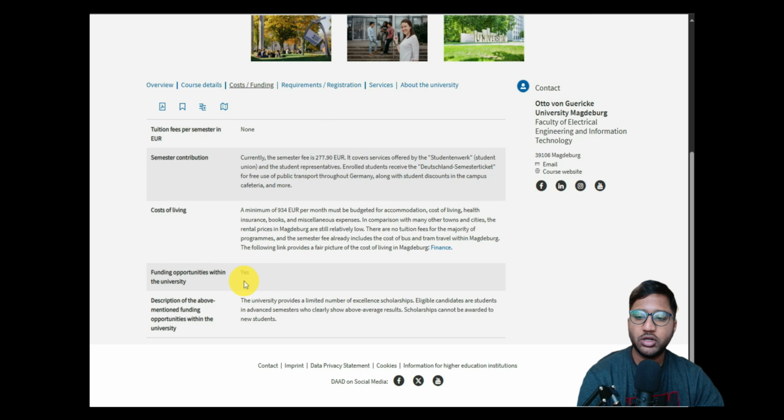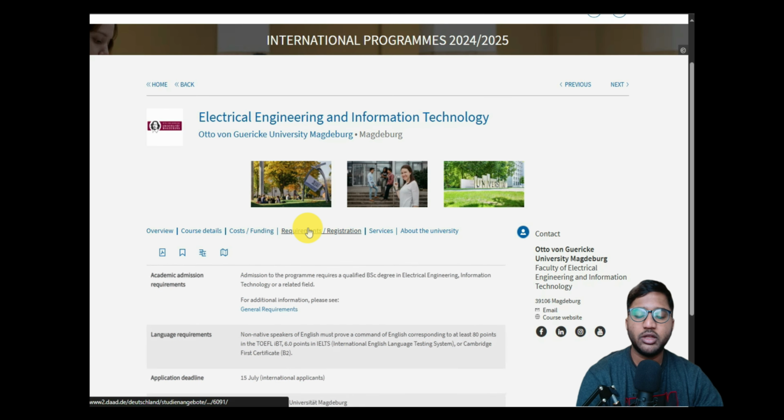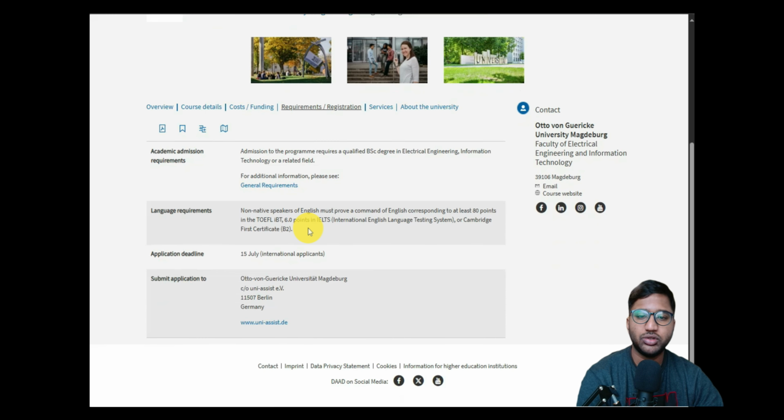Then, regarding funding opportunities within the university, you can also get a scholarship for your university and your course. Then the main thing would be requirements and registration. The admission program requires a qualification in a BSc degree in electrical engineering, information technology, or any related fields. These related fields would be electrical engineering, electronics and communication, information technology, computer science, and other things.